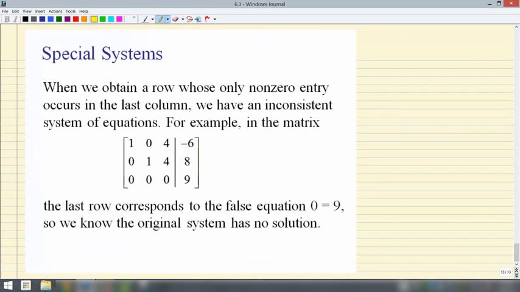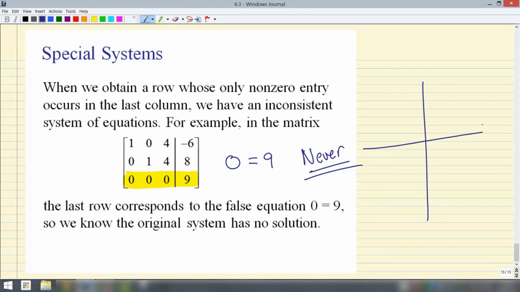If you're solving a matrix and you get a row that looks like this, this is equivalent to saying 0 equals 9. And when does 0 equal 9? Never. When do these lines intersect? Never. They are parallel lines and they never intersect. So this is DNE, no solution.